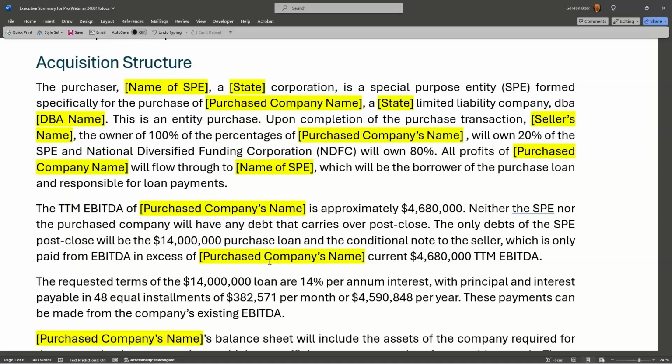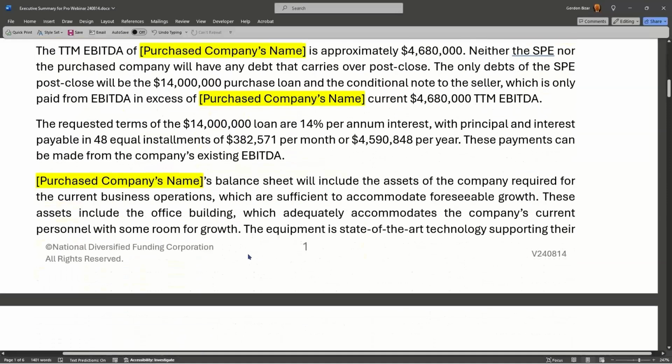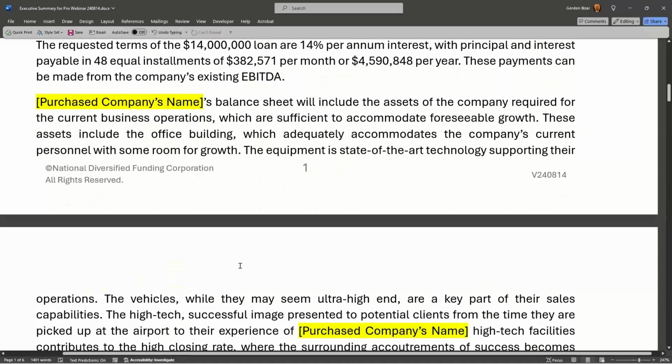And if it isn't clear, we'll get questions and then make it clear in our answers to the questions. The purchase company's balance sheet will include the assets of the company required for the current business operations, which are sufficient to accommodate foreseeable growth. So the company's got all the assets it needs to grow.